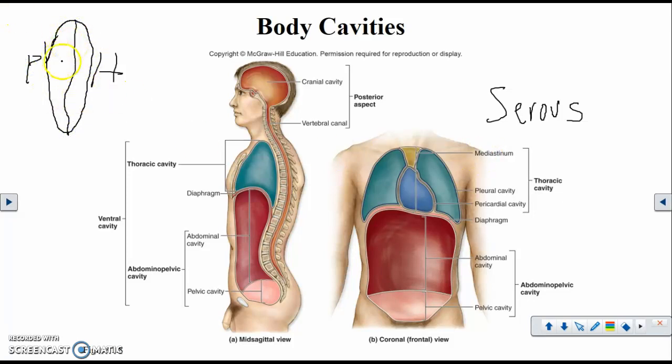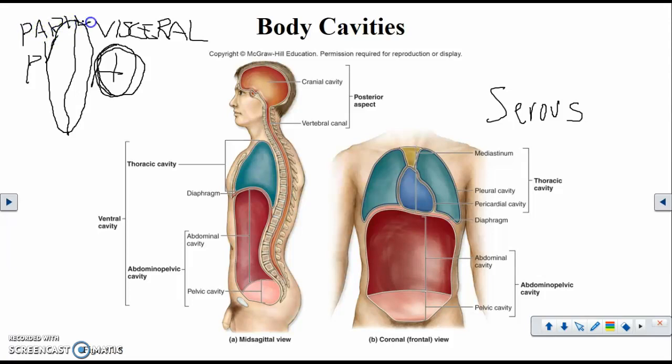The serous membrane that makes contact with the actual organ is called the visceral layer. The reason it's called the visceral layer is because viscera means organ. And the one that is making contact with the wall of the cavity is called the parietal layer.